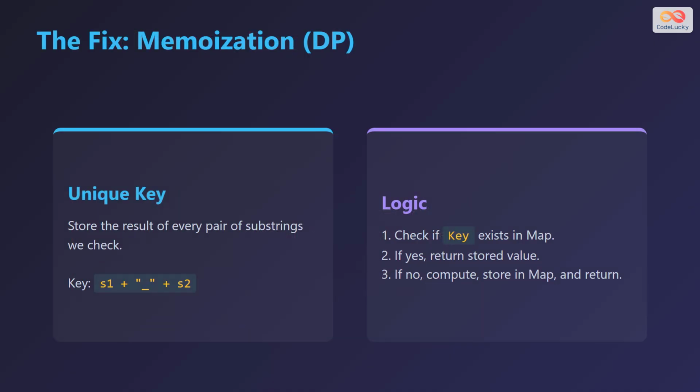The solution is memoization. We use a map or a 3D table to store the results of our checks. The unique key for our state is simply the combination of the two substrings we are comparing. If we encounter the same pair again, we return the stored result instantly.